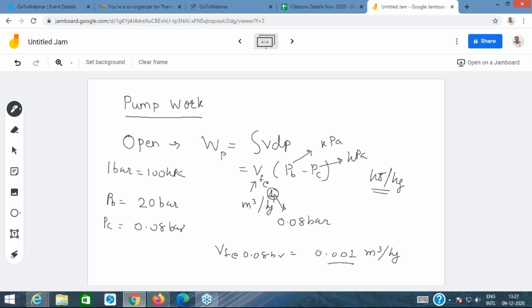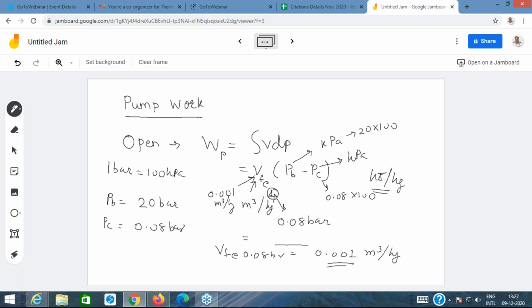You'll always find that this value is always closer to this, so there is no need of seeing the steam tables. For the values we are dealing with, you can straight away write Vf as 0.001 meter cube per kg. With the boiler pressure as 20 into 100 and condenser pressure as 0.08 into 100, that will give me the value of the pump work.